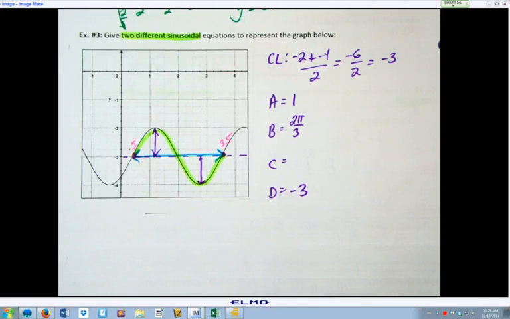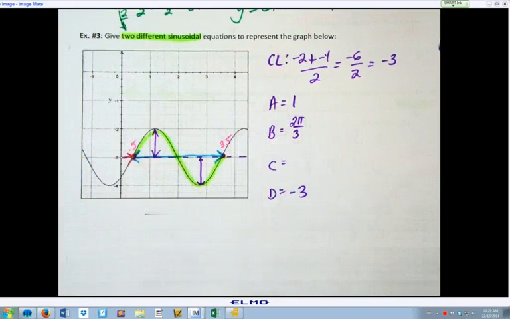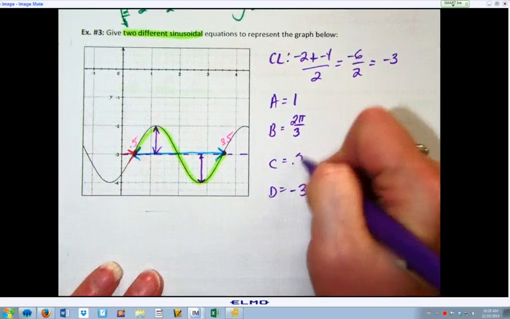C is always the trickiest one, and I don't know why. People always struggle with C. C is how much we've pushed it over. It's our horizontal translation. So normally these start at the y-axis, but we need to know how many units I pushed it over to move it horizontally. So how many units between the y-axis to our starting point? How many units between our y-axis and our starting point? 0.5.